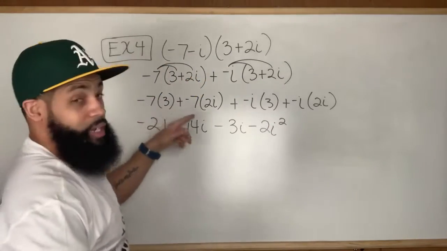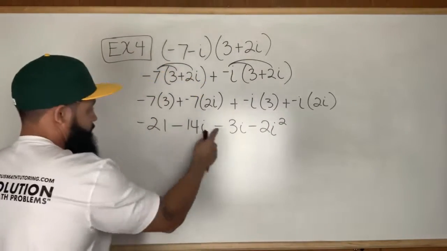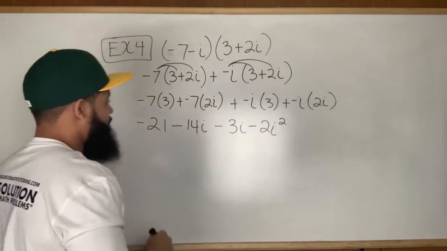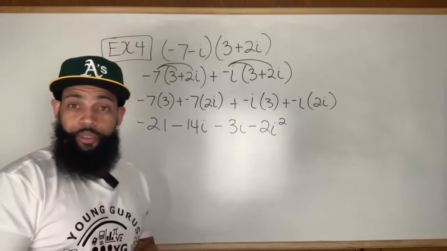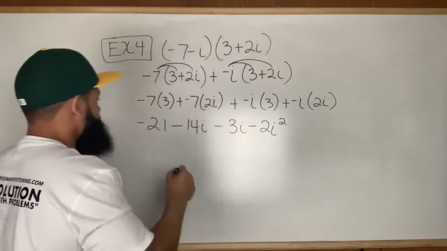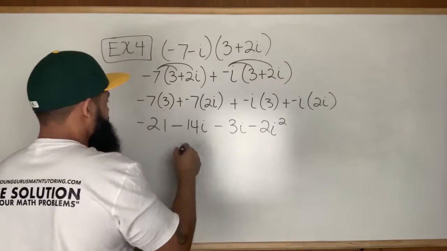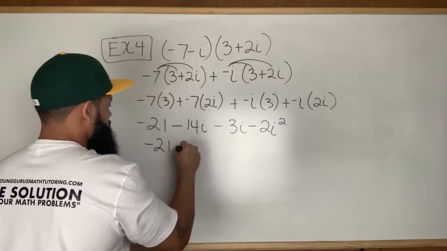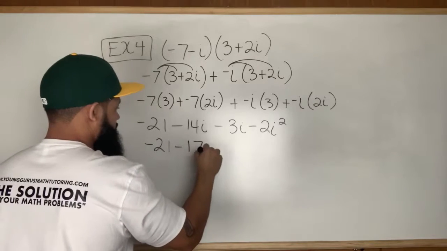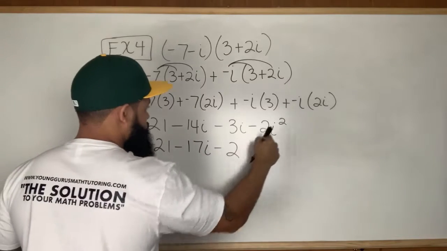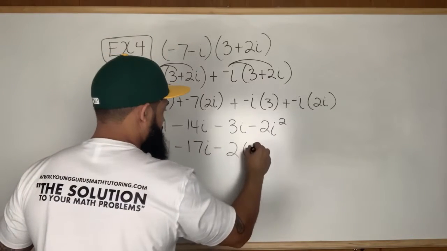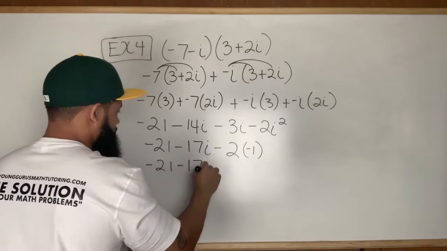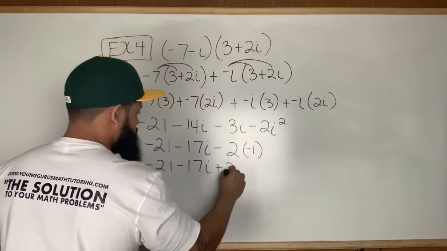Okay? Remember, if I add a negative, it's the same thing as subtracting. So please don't get confused. It's a habit of mine, and I just want people to understand that it's the same thing. So let's combine the like terms. We see that those two middle terms are like terms. So let's just say minus 17i and then minus 2. Remember, i squared is equal to negative 1. So I have negative 21 minus 17i plus 2.